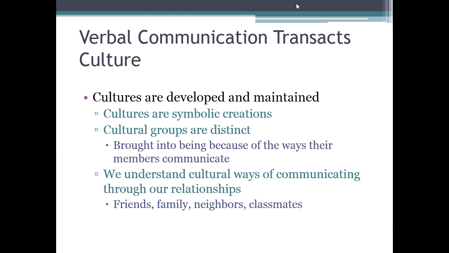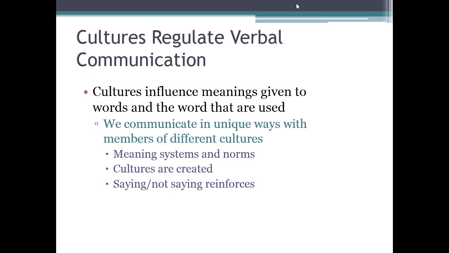In fact, we do culture. We talk certain ways in certain situations because that's what's expected. We're aware of stories, and we tell those stories in certain situations because we know that's what's expected. It's transaction. Okay, well, there's enough about that. But cultures also regulate communication. Cultures influence the meanings that are given to words and the words that are used.